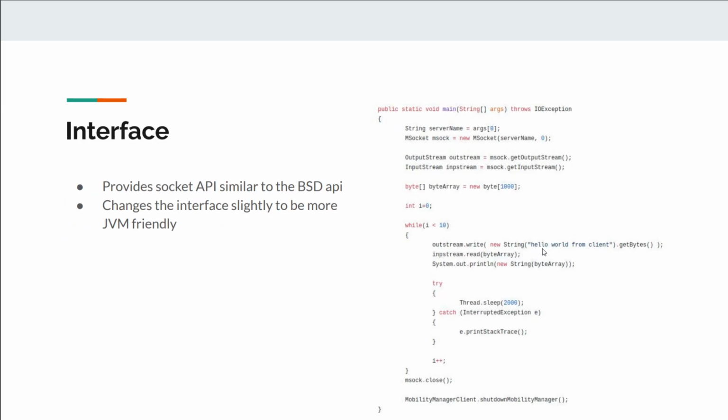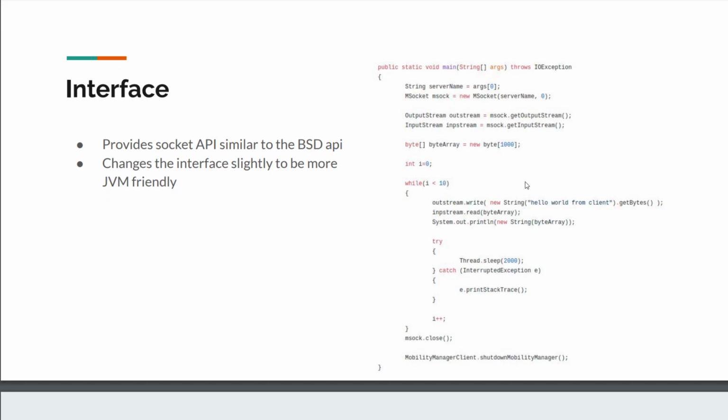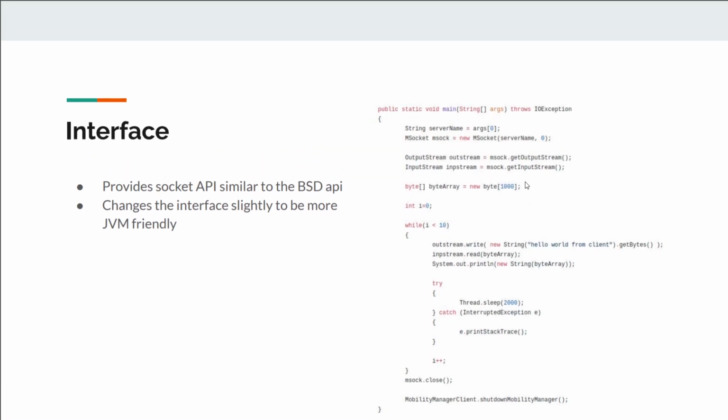So this is the interface. It's similar to the BSD interface. You can see that up here we create a new MSocket, and then we get the input and output streams. It's a little more Java-y than you might expect, and it basically works how BSD sockets work.